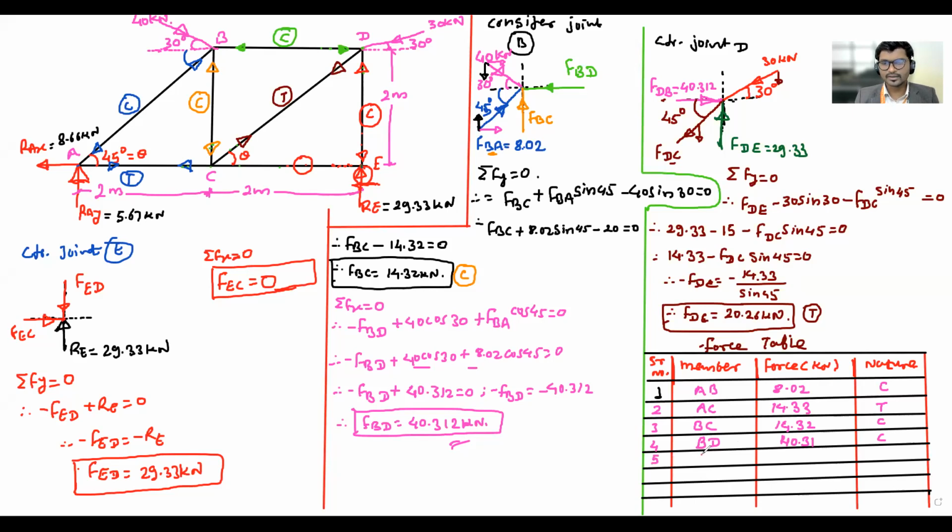BD is done. Next, shall we take CD? Yes, sir. CD, how much is it? 20.26. Nature tensile. Tensile. Next CE, how much is the force? 0. Nature: dash. There is 0 force, so the nature, compressive or tensile, does not apply.